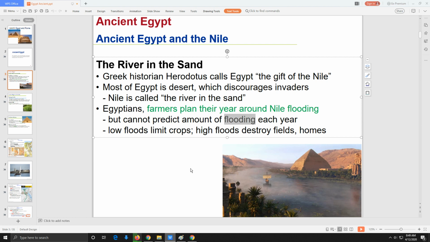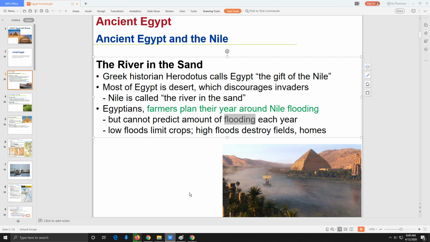So as you can see here in the picture in the bottom right hand corner, you have the Nile River and you see how it's flowing right here. You see a pyramid next to it. The Nile River is pretty important for Egyptians. Most of Egypt is a desert. There's desert on both sides of the Nile River, not directly next to it. You have to go about 50 to 100 miles to either side, and then it starts to become desert.